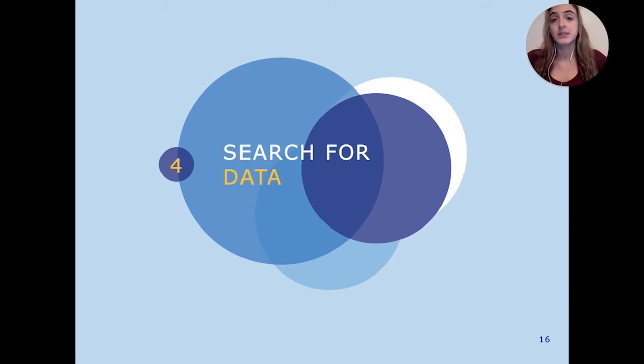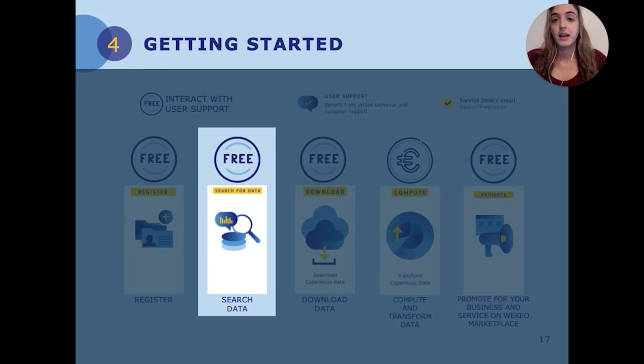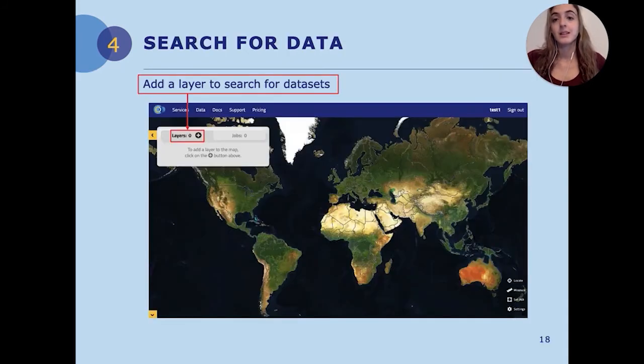Let's see how you can search for data. As we have seen previously, data search on WEKEO is free. The WEKEO Data Viewer displays a map at the background. In order to search the data, click the button Add Layer.